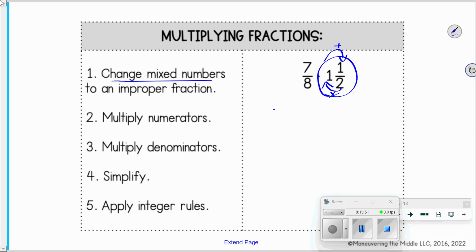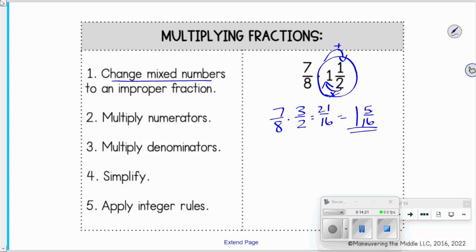So the first thing I'm going to do is rewrite my problem, 7/8. 2 times 1 is 2, plus 1 gives me a 3. And once I've done that, now I just multiply the numerators. 7 times 3 is 21. Multiply the denominators. 8 times 2 is 16. And my final step is I simplify. How many times will 16 go into 21? 1 whole time with 5 left over. Oops. 5 16ths, not 21st.